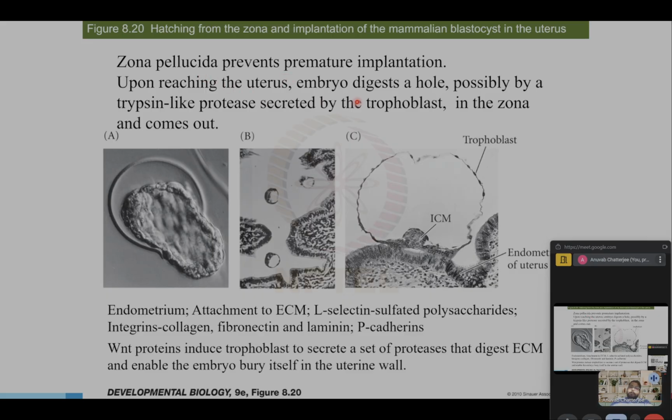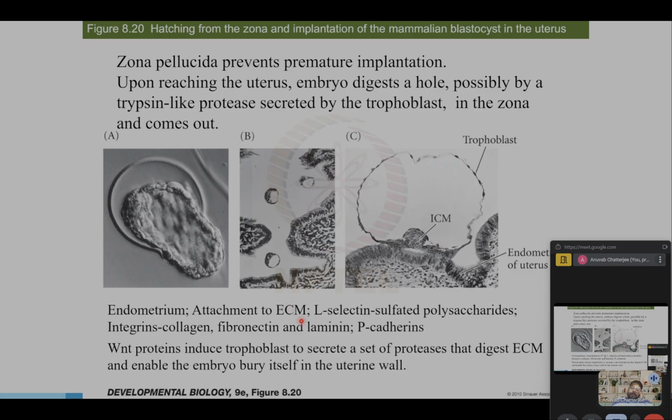Upon reaching the uterus, the embryo digests a hole, possibly with a trypsin-like protease secreted by the trophoblast, in the zona pellucida, and comes out. So this is what it looks like. This is the zona pellucida, and the embryo is just breaking through. And here is where your uterine wall must be. And this is what it looks like here. So this is our trophoblast layer. This is our ICM, and here is the connection to our uterine wall, and so this is where the implantation is taking place. So endometrium is the layer where it gets attached.